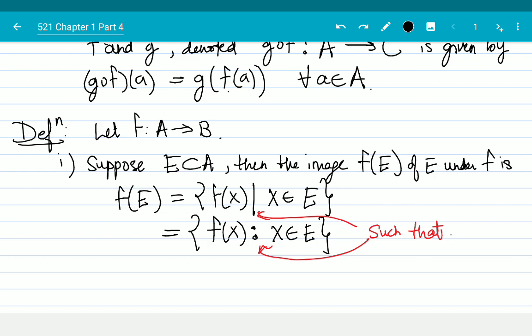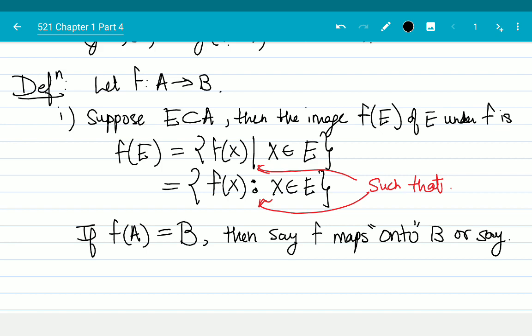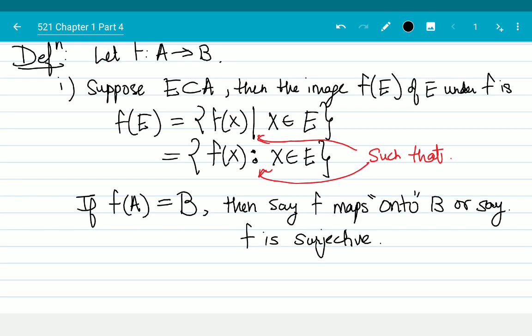If f of A is equal to the entire B, like generally the image of A is going to be some subset of B. If the image of A is entire B, then we say that f maps onto B, or say f is surjective. Okay.